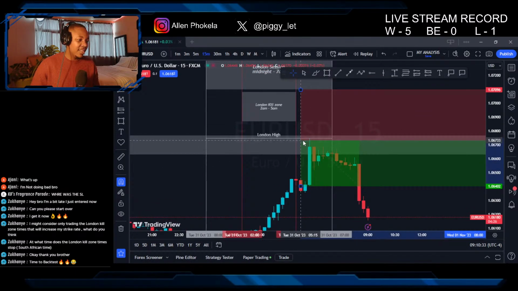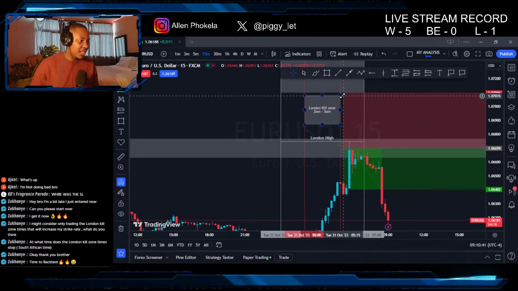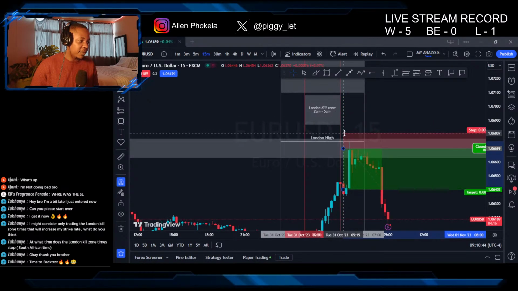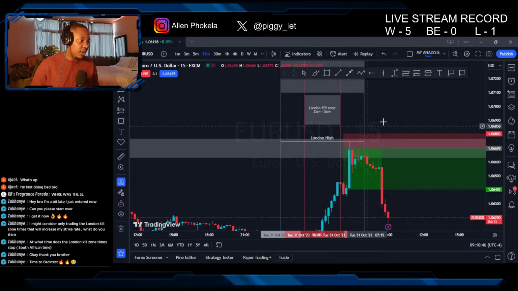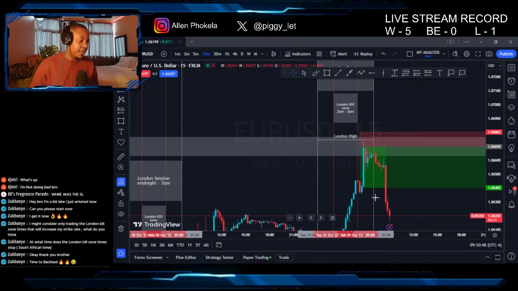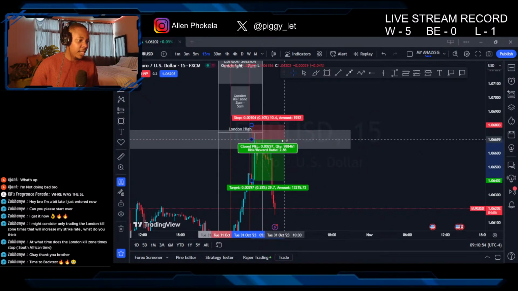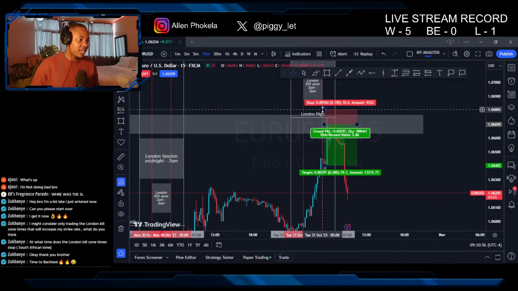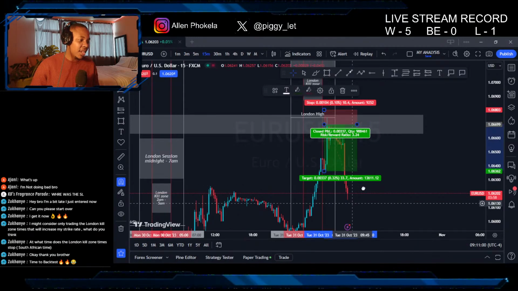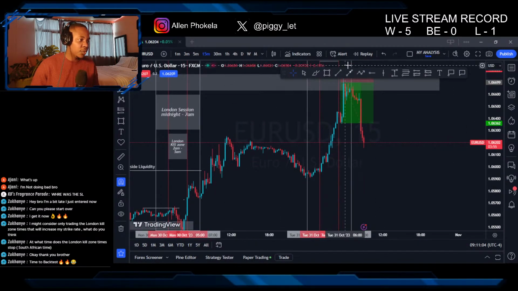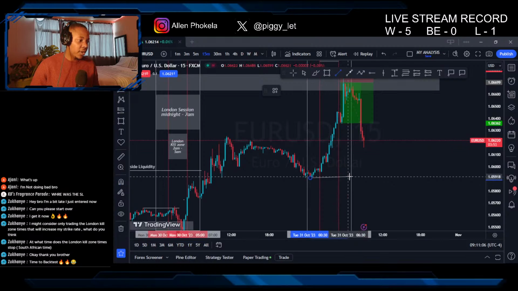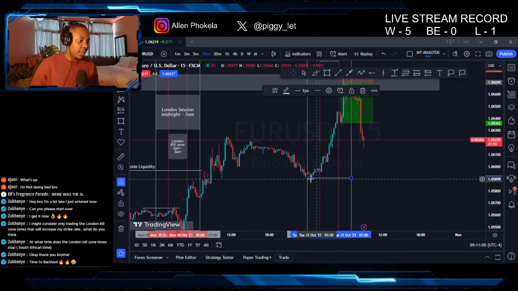So a trade you probably want to take is at the consequent encroachment of that, and then have your SL just right above the CB itself, which is around how many pips? It is around 10 pips. So you can have your SL above that BC, I mean the CB, and then you can target London low, which is right there.